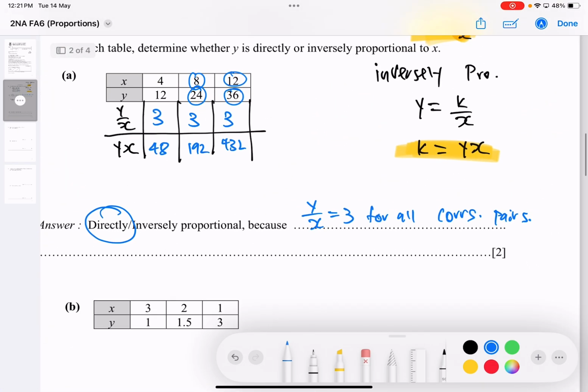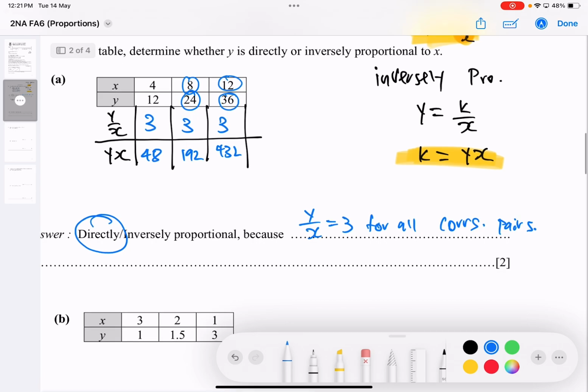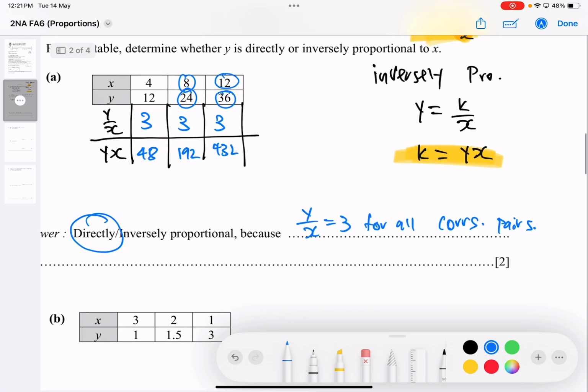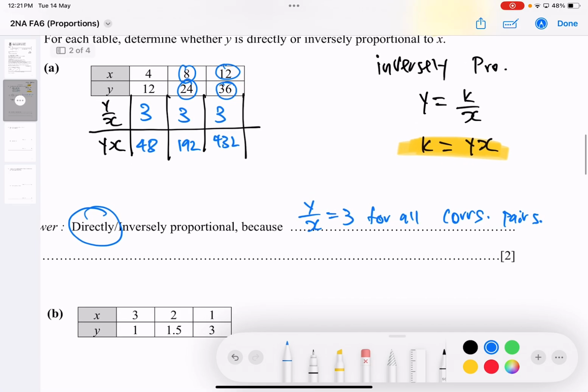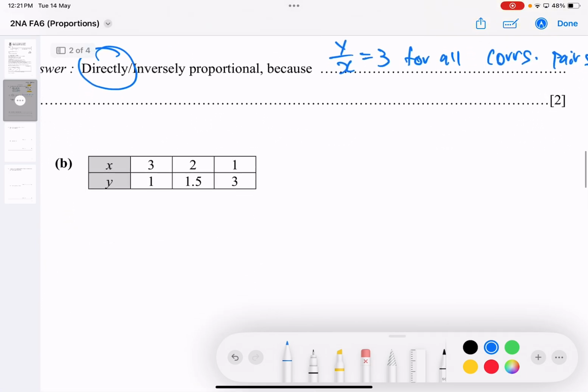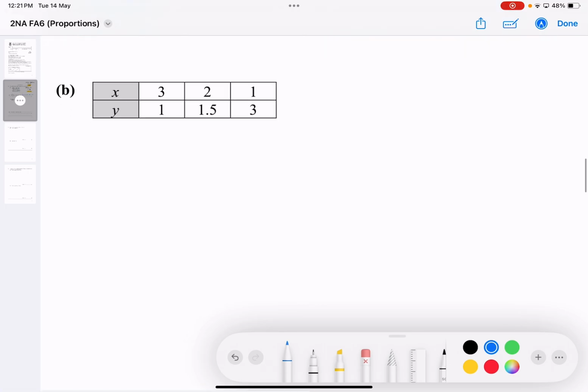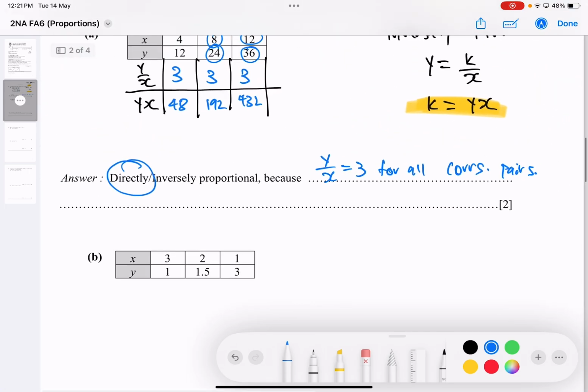Alright? Yes? Okay. For those of you who sort of understand this concept, can you look at the next one? So we look at the next table over here at the bottom. And I'm going to do the same thing, right?